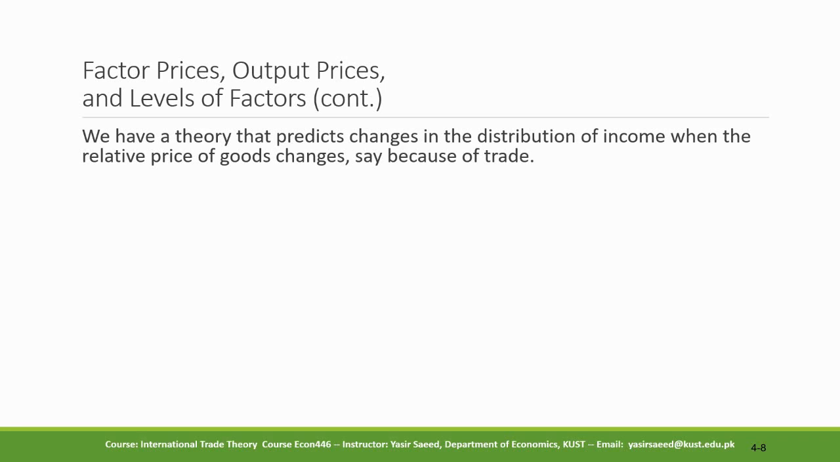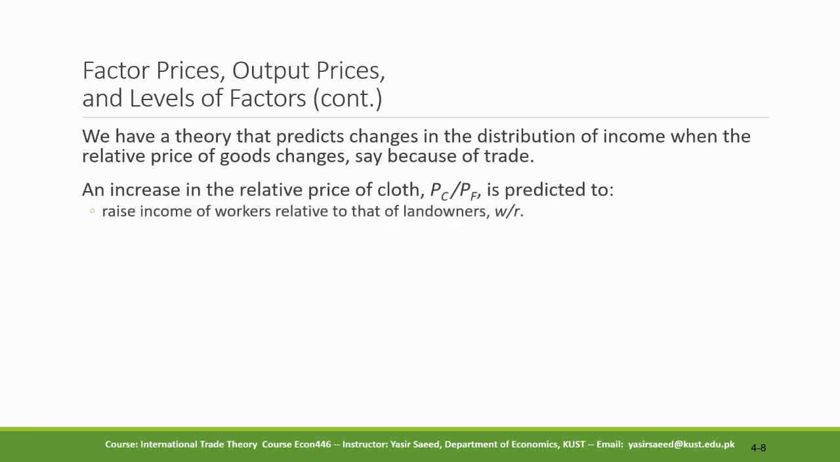So how can this affect the income distribution within the country? We are able to explain such types of situations with the theory. And how can we explain that? An increase in the relative price of cloth to food is predicted to raise the income of workers relative to that of landowners.